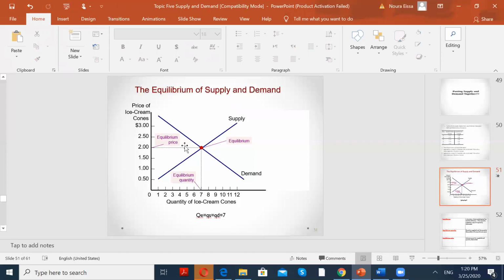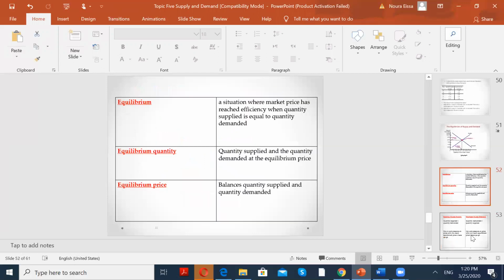أهم حاجة دلوقتي لما برسم السبلاي والديماند مش هرسم كل واحد لوحده. I will graph them together on one slide, on one graph, and I have to show equilibrium. I always have to show equilibrium, equilibrium price, and equilibrium quantity because this is where the market is most efficient. These are the market clearing prices or the most efficient prices and quantity. تاني equilibrium quantity. This is where quantity supplied is equal to quantity demanded is equal to 7. Okay? So again, these are the definitions. We just said them.